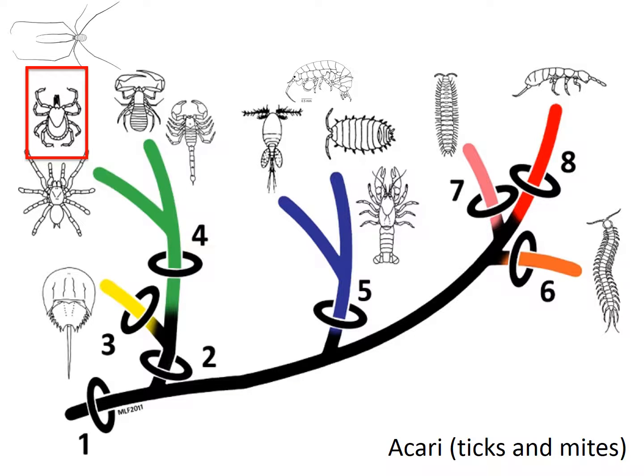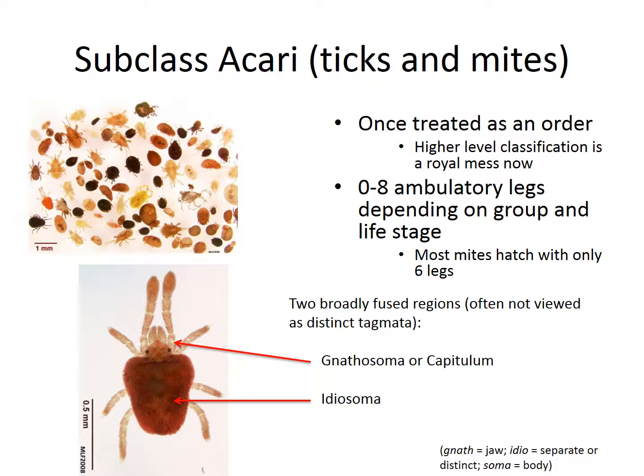The next important group that we're going to talk about, and I use the word group here because it's not really considered an order anymore, is the group Acari. And this is ticks and mites. The subclass Acari, aka ticks and mites, was once treated as an order. At this point, the higher level classification of this group is kind of a mess. As I mentioned earlier, all arachnids have, or at one point in their evolutionary past their ancestors have had, 4 pairs of ambulatory legs, 4 pairs of walking legs.